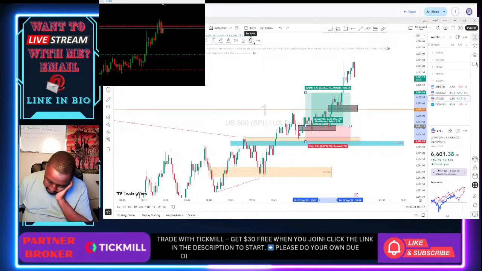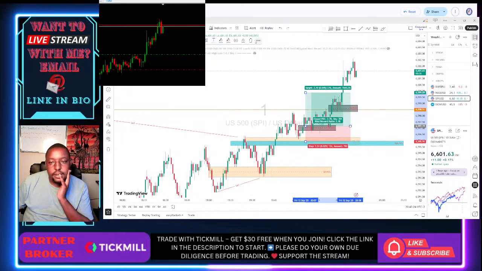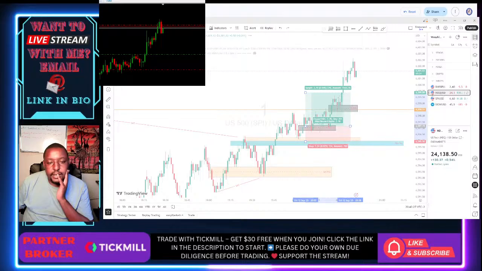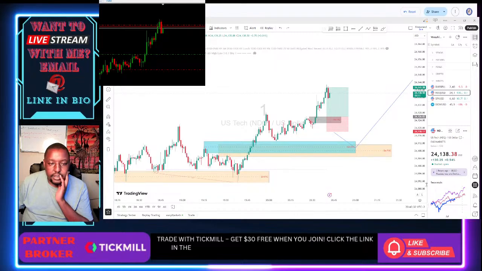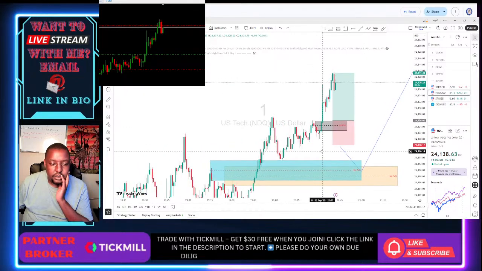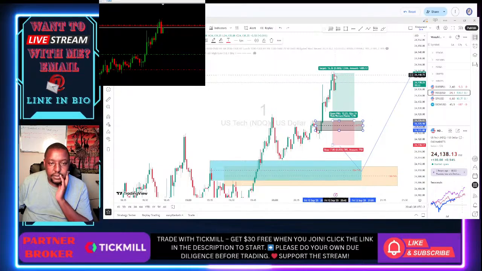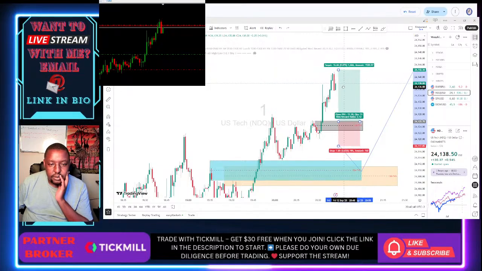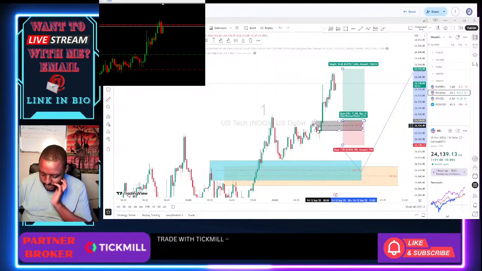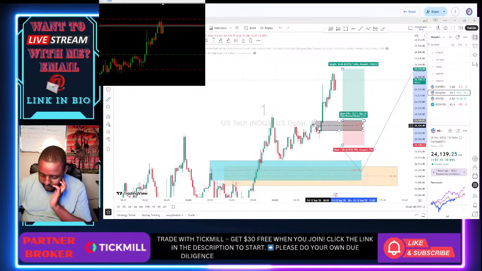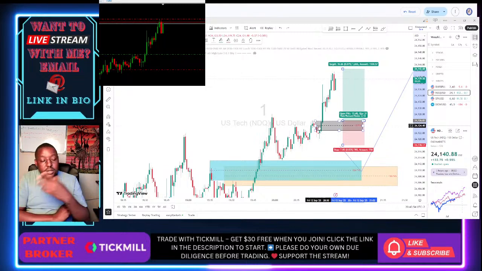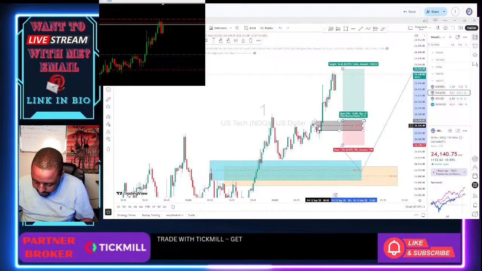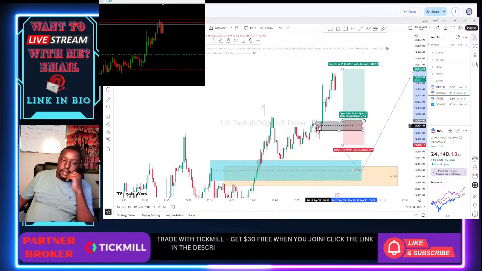So, hmm, it is doing something. It is doing something. Let me hold on to this. Let me see how it's gonna act here. Let me see if it's gonna hold that support. But if it continues higher without more retracement, then I'm done. And then I'll explain to you other trades that I have. But I'm still holding my limit.